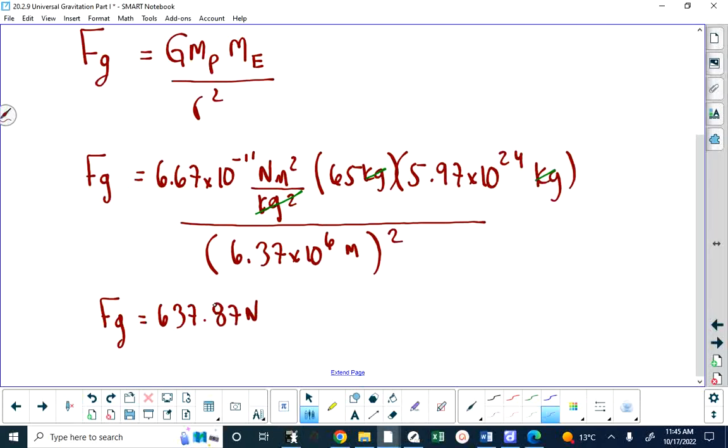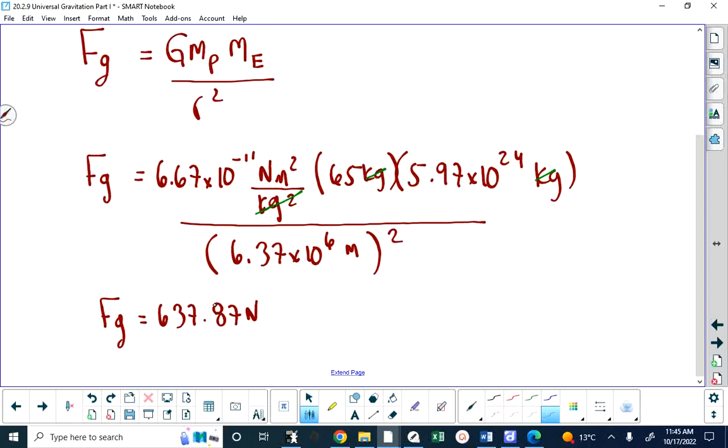Well, we've already talked about the force of gravity this year. That's called the weight of the person. So when I say this person's force of gravity between the person and the Earth is 638 newtons, I'm saying they're being pulled towards the surface of the Earth with 638 newtons of force.